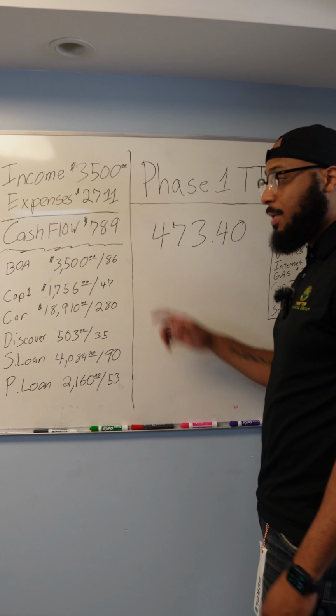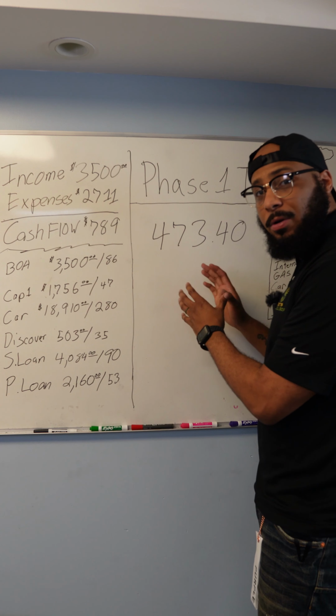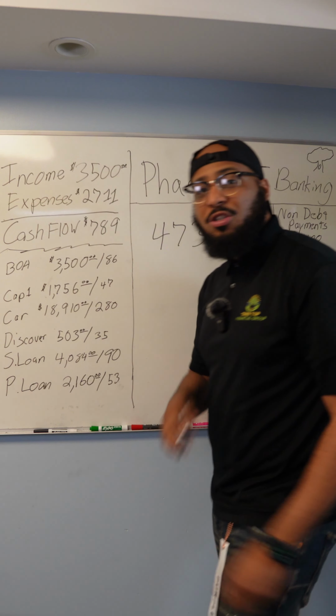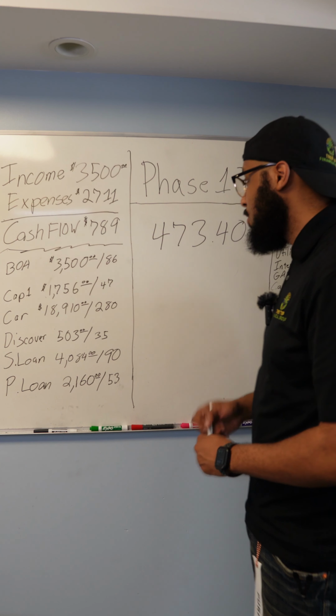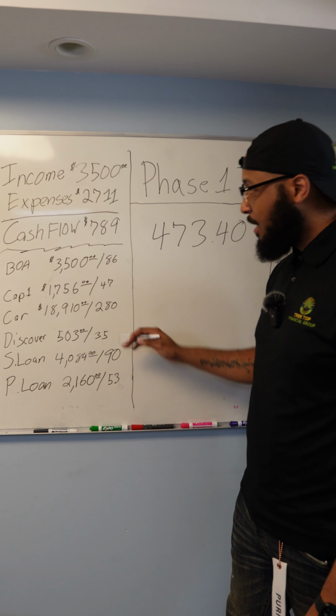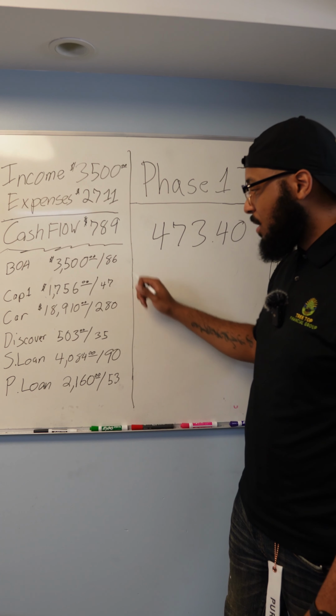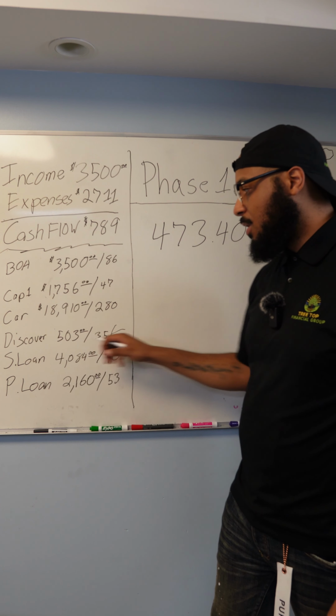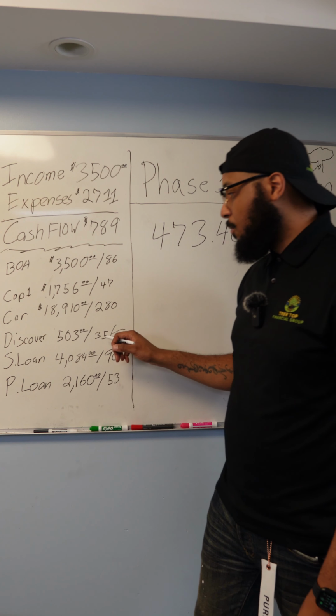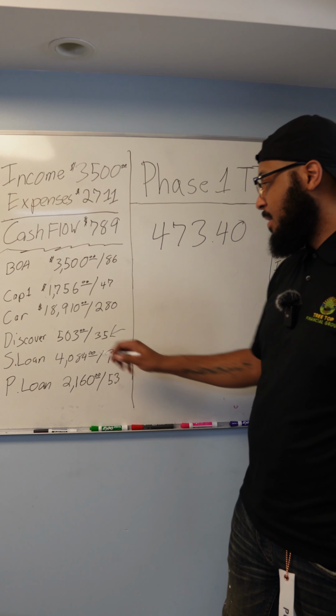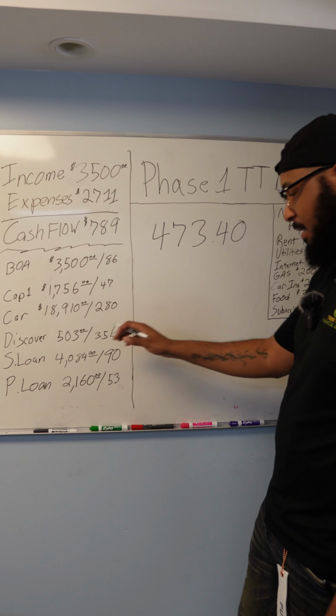Just pay attention. All right, so now we got the $473.40. What do we do with that, right? So remember, you take the smallest debt and you go after that one first. We're making the minimum monthly payments because it's already included in our expenses. But what's the smallest payment? Discover. So this is the smallest payment right here, this $35. We can kill this debt very fast, right? Because it's $503.